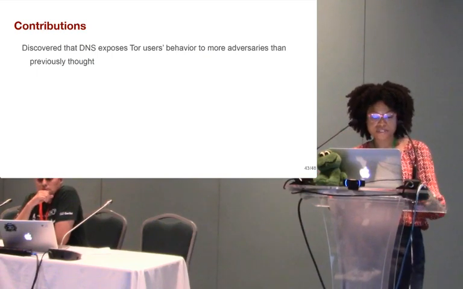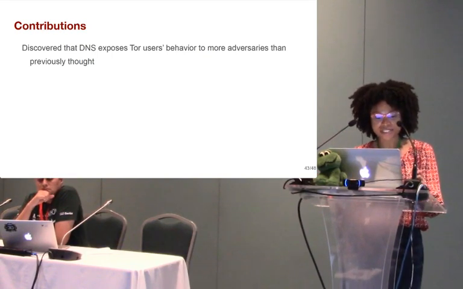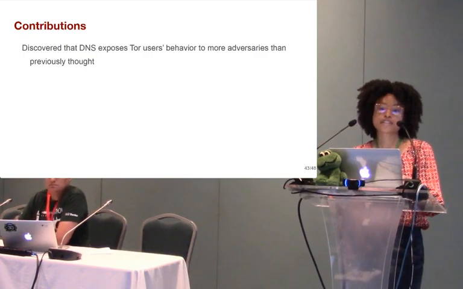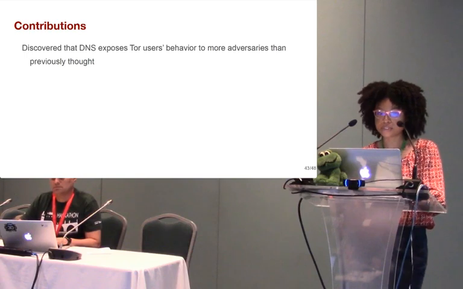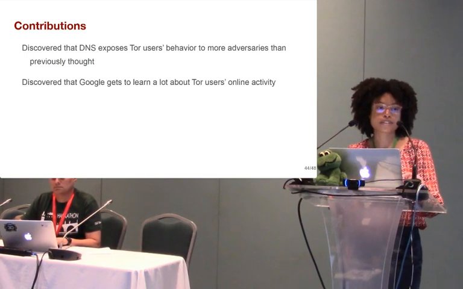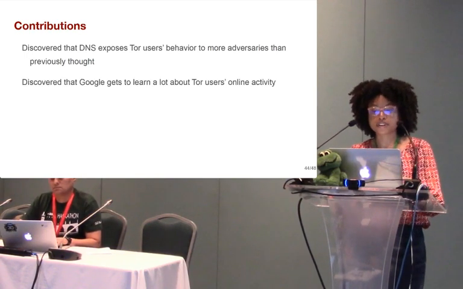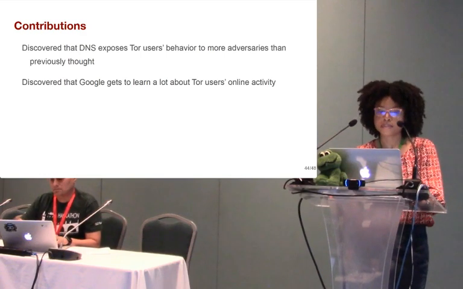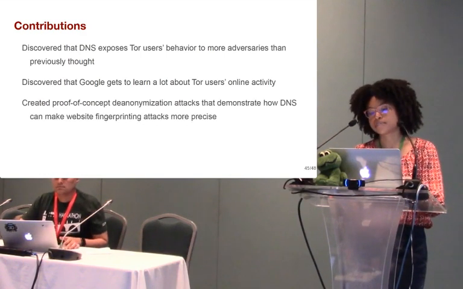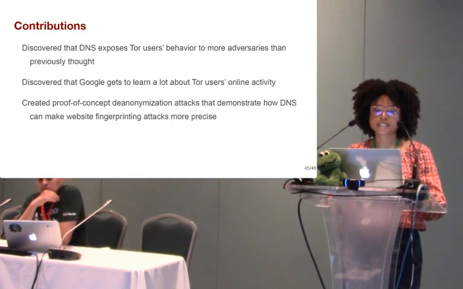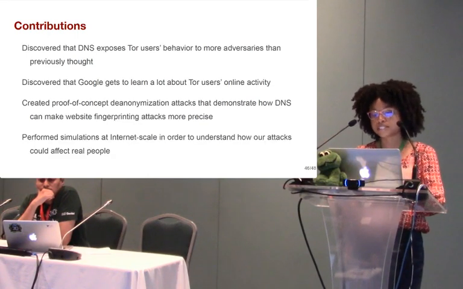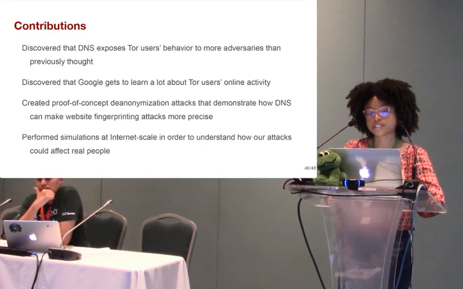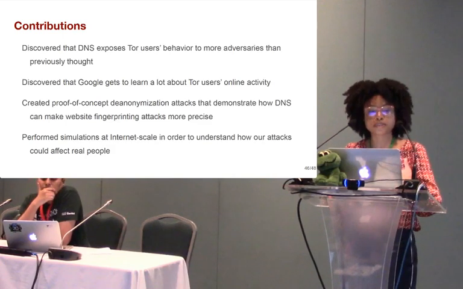So the contributions of our paper are that we discovered that DNS exposes Tor users' behavior to more adversaries than previously thought. We discovered that Google gets to learn a lot about Tor users' online activity. We created proof of concept de-anonymization attacks that demonstrate how DNS can make website fingerprinting attacks more precise. And finally, we performed simulations at internet scale in order to understand how our attacks could affect real people.